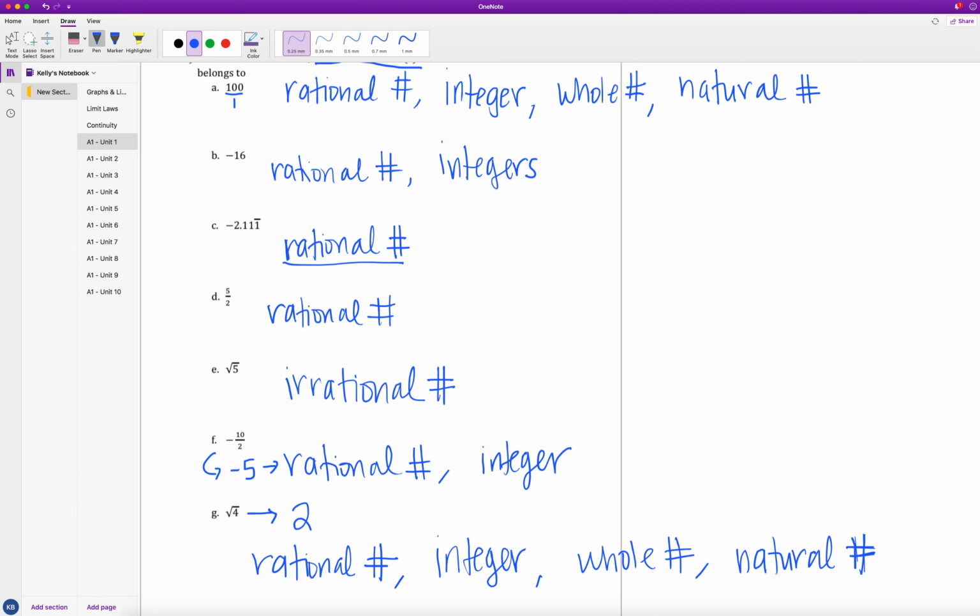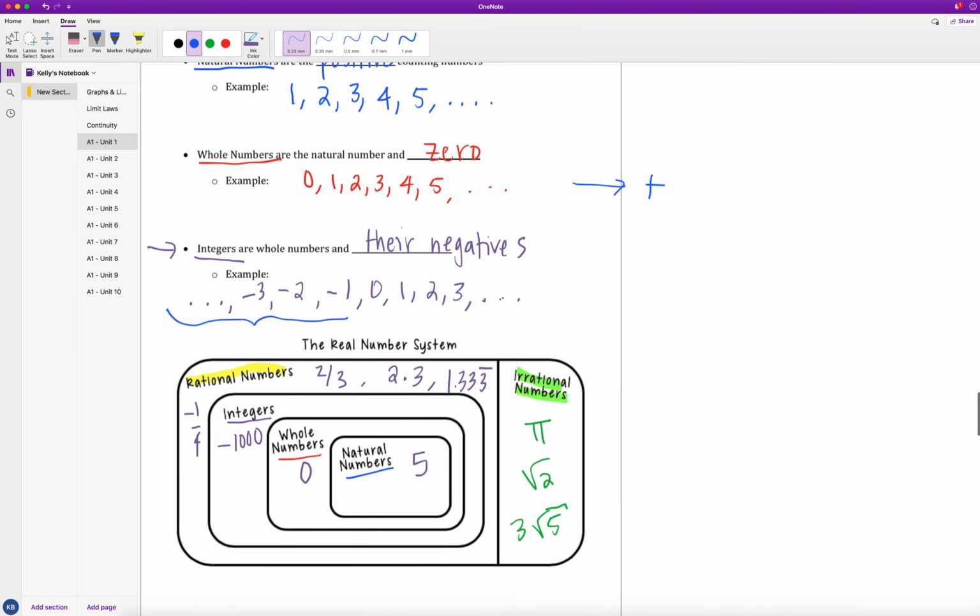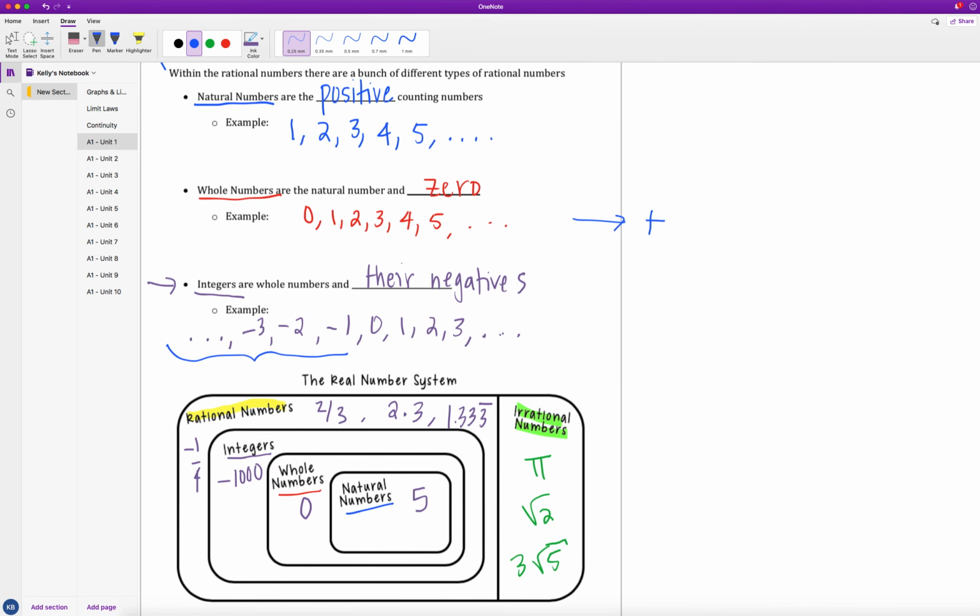Remember, when you're going through these, the first thing you want to think about is, is it rational or is it irrational? And if it's an irrational number, then you're done. That's the only thing it could be, like we had on example E. If it's a rational number, I really have to think about all the other subsets within there. Is it an integer? Is it a whole number? Is it a natural number? So I think this diagram is helpful so that we can really see how they're contained inside of each other. And then don't forget about the definitions of natural numbers, whole numbers, and integers. And that will be the end of this learning.